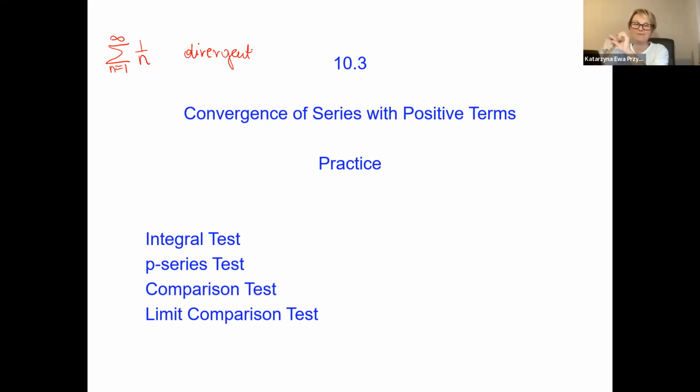Yes, Deepan, we can definitely use the integral test, but we still don't know it, because I'm still referring to section 10.2. In section 10.2, we didn't know. What we were trying to do was look at the partial sums.